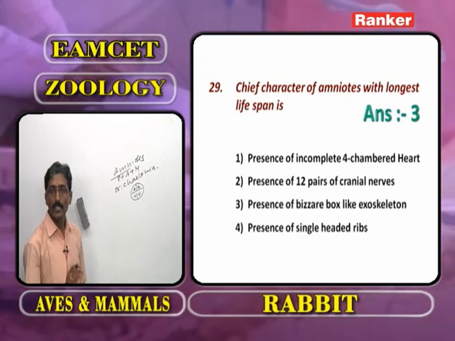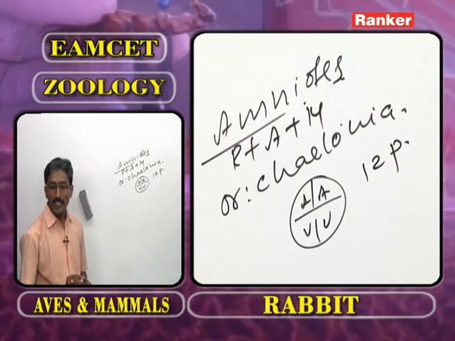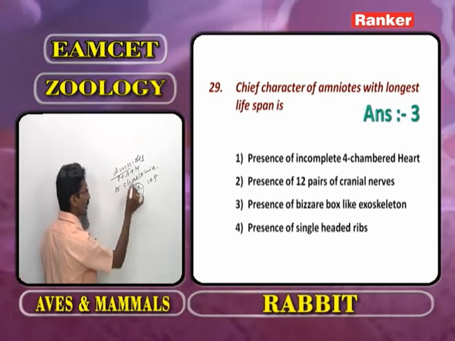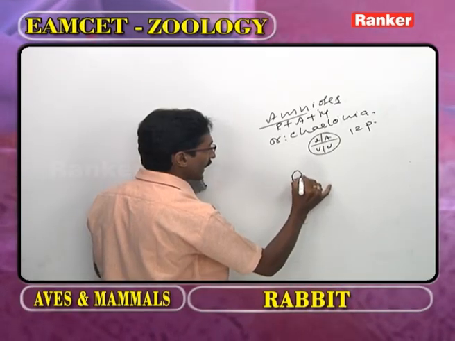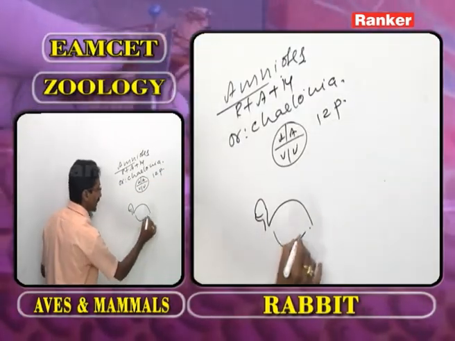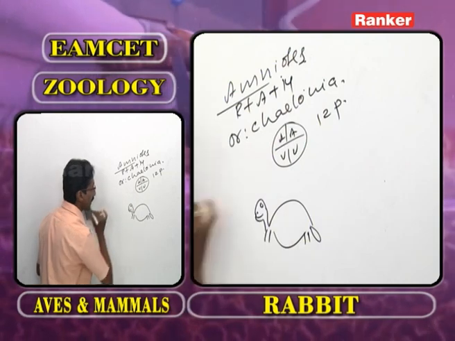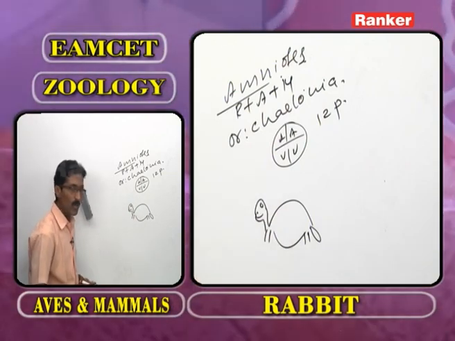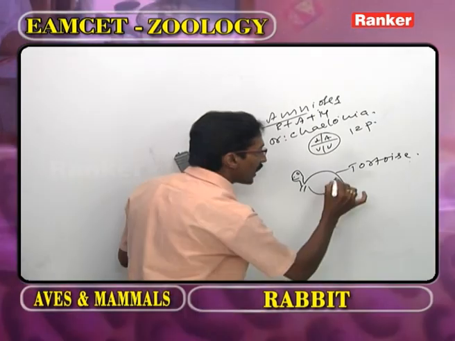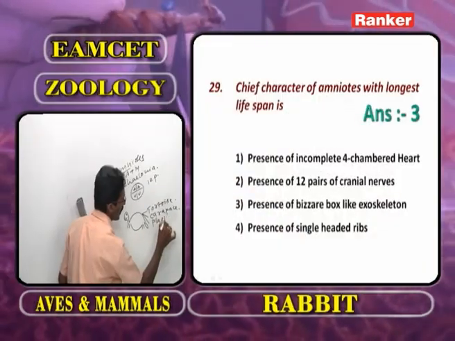Second, presence of 12 pairs of cranial nerves. In Chelonia, 12 pairs of cranial nerves. Third one, presence of a bony box-like exoskeleton. Now as we observe Chelonia, this part we call the head, this part the neck, this one the trunk, and this is the tail. These are forelimbs and hind limbs. Now this is the Chelonia. The body is covered and protected by the tortoise box. This box has a dorsal carapace and a ventral plastron.